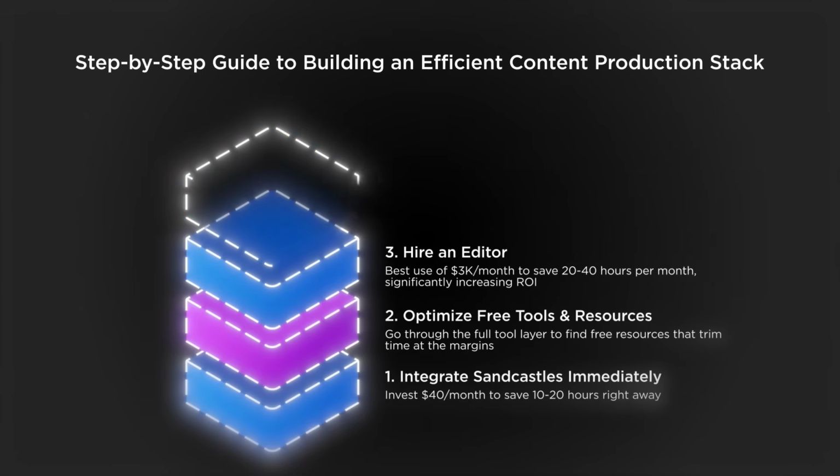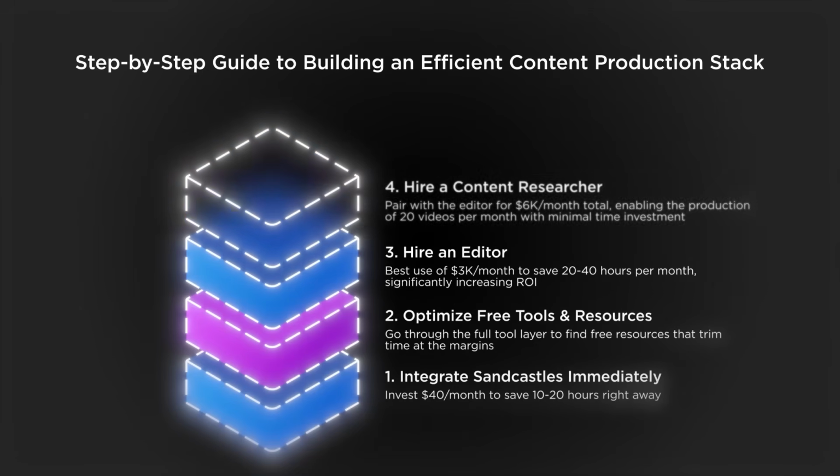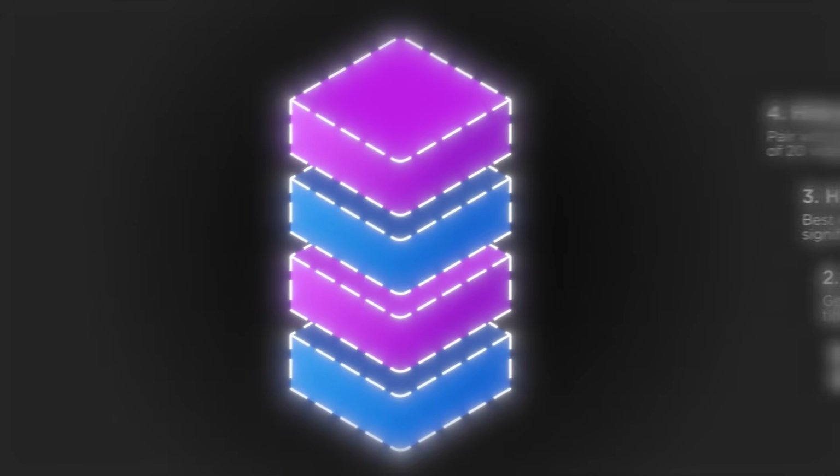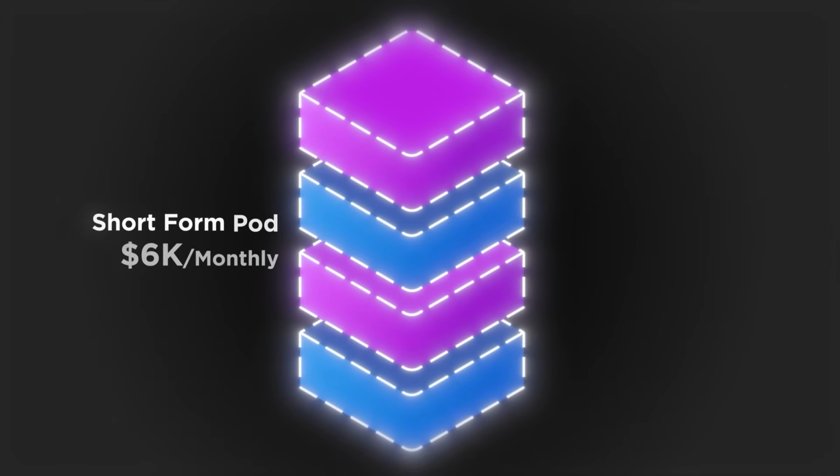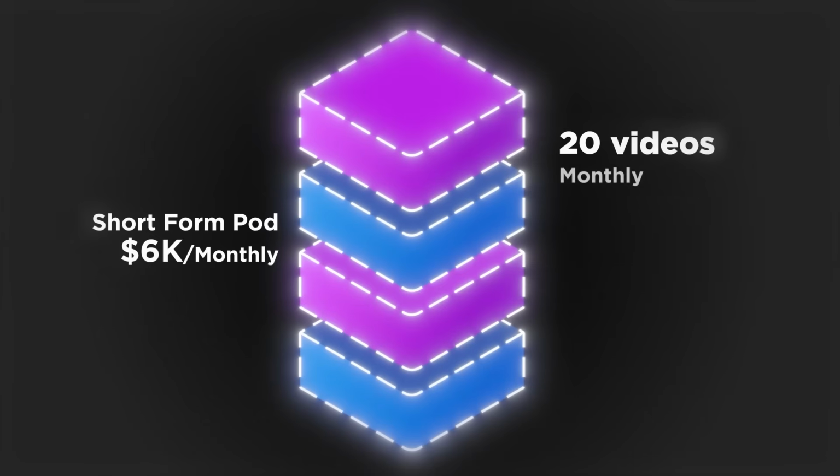And then the next role I would hire, if I'm not doing something in-house, is to bring on a content researcher. And that allows you to completely detach from the ideas piece, which is the highest leverage piece in the process. So all in, if you integrate those correctly, you've basically built a short form pod for about 6K per month. And you can be pumping out 20 videos a month, spending 2 to 3 hours recording, and that's it.